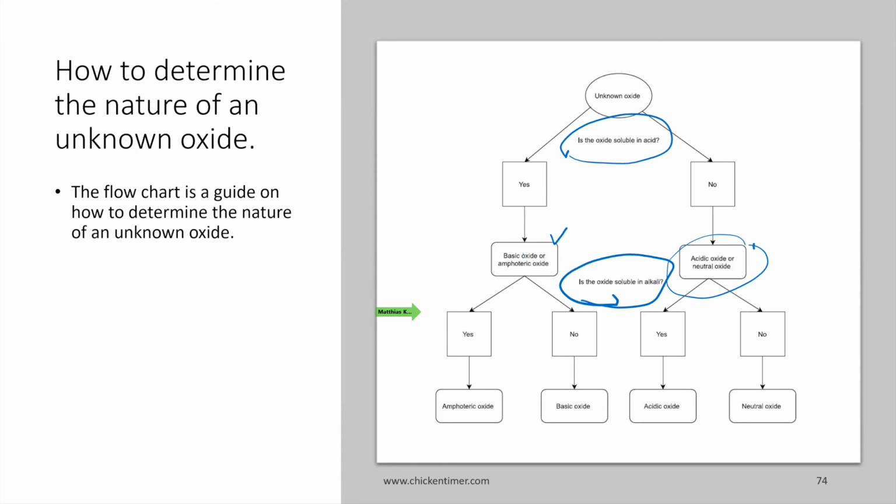So you come from this point here first. If it's soluble in alkalis, that means it's an amphoteric oxide. If it's not, then it's a basic oxide. So same goes on the other side. If it is soluble in alkalis, then it's an acidic oxide. If not, it's totally neutral. This chart is for reference only, because they won't ask you to regurgitate this chart. Instead, they will ask you to apply the information from here.